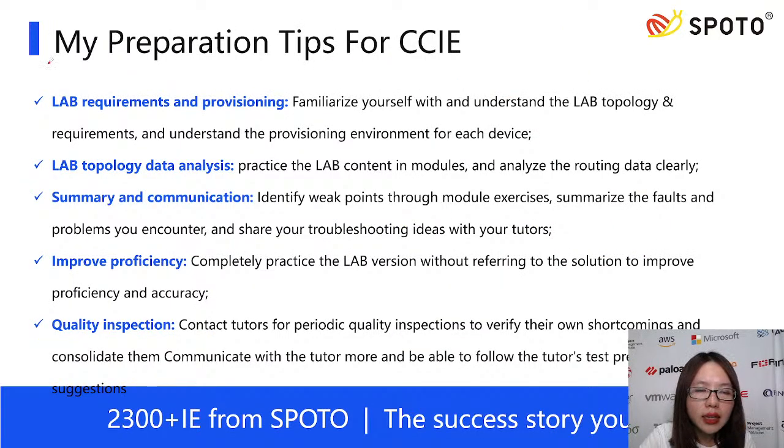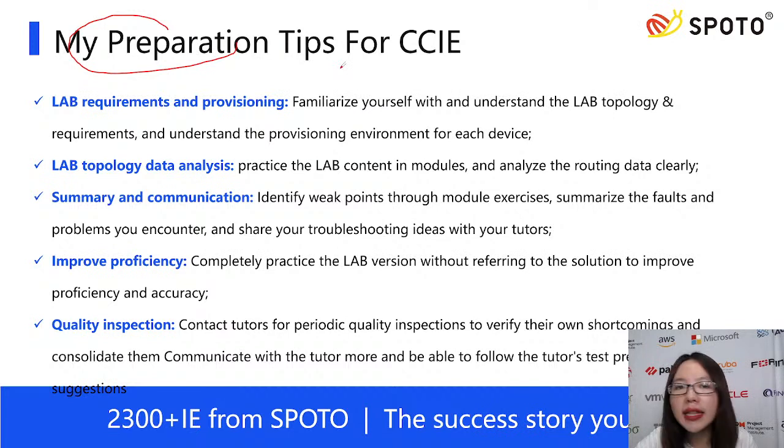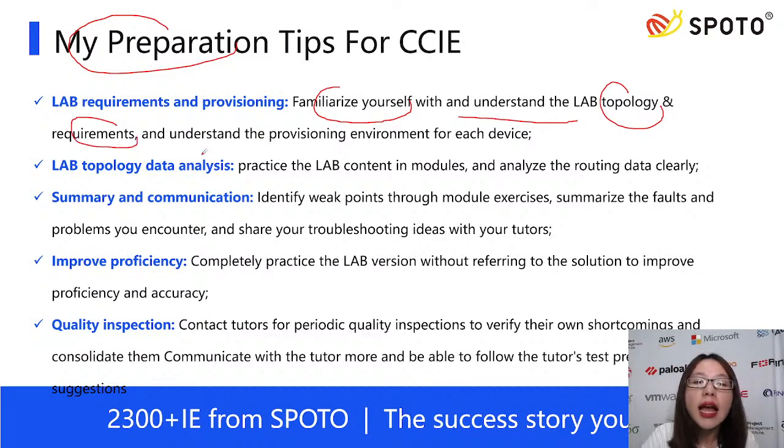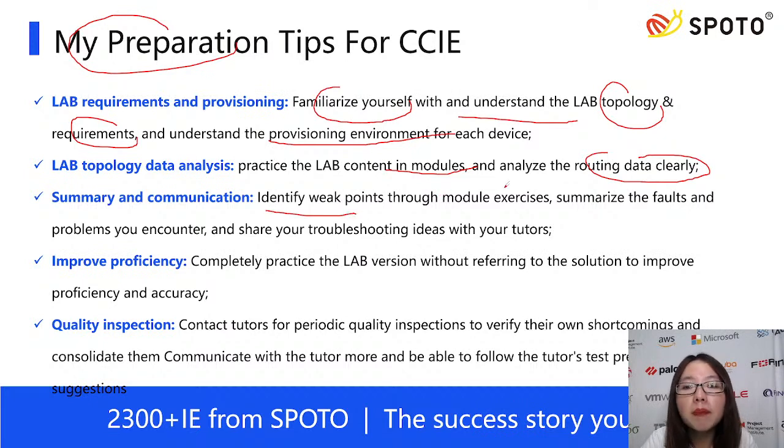So, these are my preparation tips for Spoto candidates. First, you must familiarize yourself with and understand the lab topology requirement and understand the provisioning environment for each device. Second, practice the lab content in modules and analyze the routing data clearly. Thirdly, identify weak points through module exercises, summarize the faults and the problems you encounter, and share your troubleshooting ideas with your tutors.